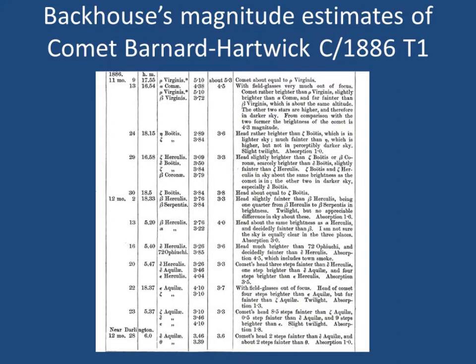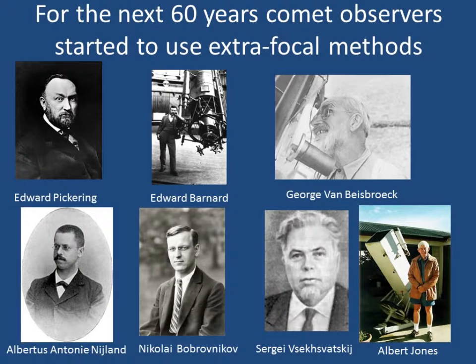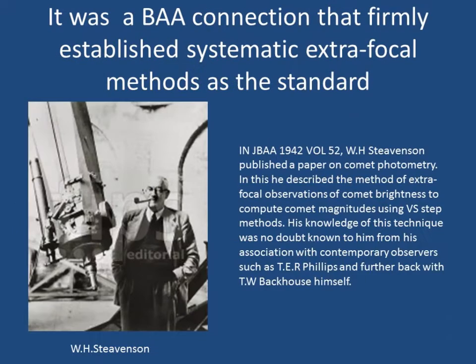For the next 60 years or so, comet observers started to use these extrafocal methods to make comet magnitude estimates, and you can see some of the main players over the next 60 years who were main comet observers: Pickering, Barnard, Beesbrook, Niesland, Bobrovnikov and Vesivetsky there, and also Albert Jones, who died recently. These people used this extrafocal method for making magnitude determinations and set the system in place that is now accepted. But it was a BAA connection actually that firmly established the systematic extrafocal method as standard.